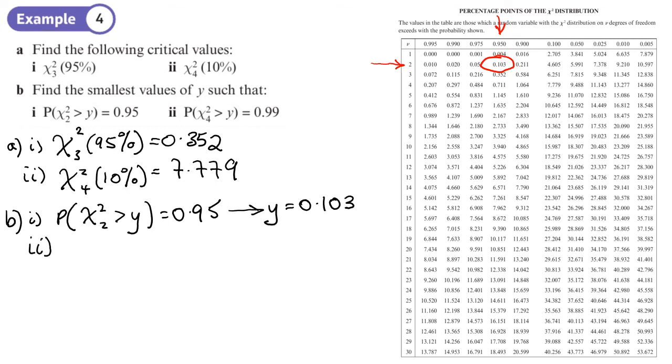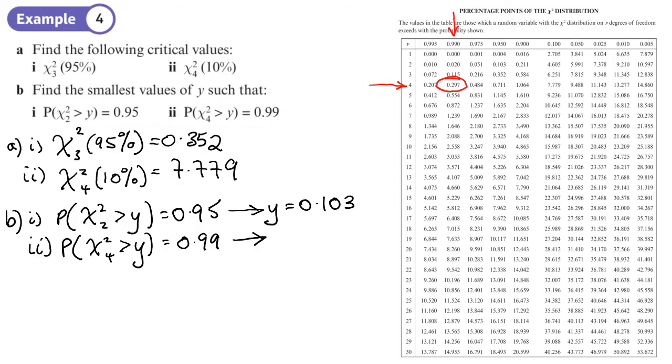So the second one, it's the probability that chi-squared with 4 degrees of freedom is greater than y equals 0.99. So we just need to find a value of y. So let's rub this out. This time we're looking at this row, 4 degrees of freedom, and 99%, which is this column here. And so that's going to be our value of y. Y is equal to 0.297.